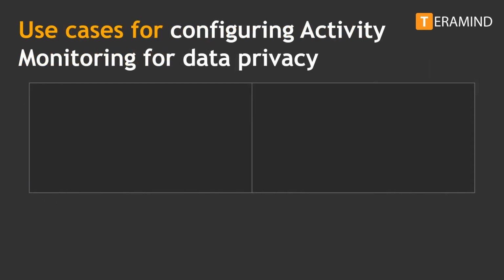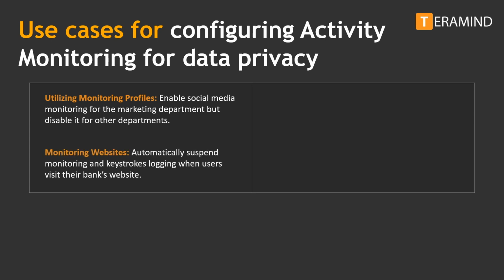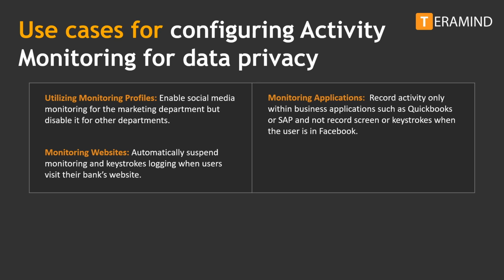There are many use cases for configuring activity monitoring for data privacy. For example, you can utilize monitoring profiles to enable social media monitoring for the marketing department and disable it for other departments. You can set up Teramind to automatically suspend session recording and keystroke reporting when users visit a banking portal. You can choose to record activity only when business applications are open, such as QuickBooks or SAP, and optionally choose not to record screen or keystrokes when the user is in a social media outlet like Facebook.